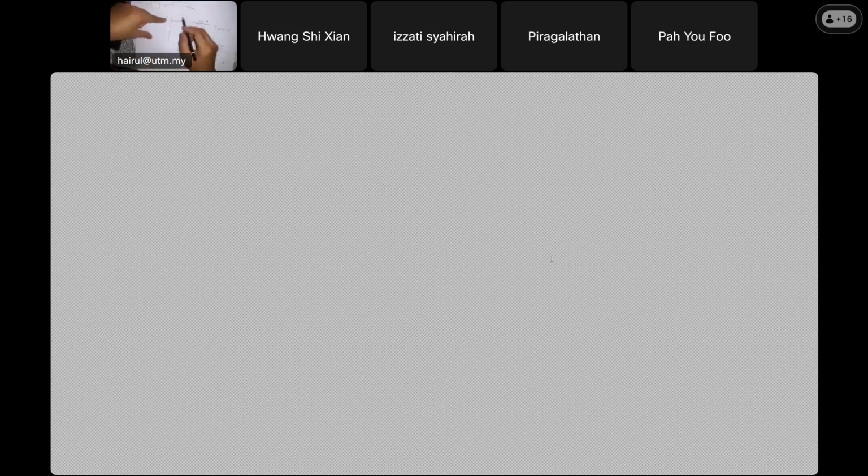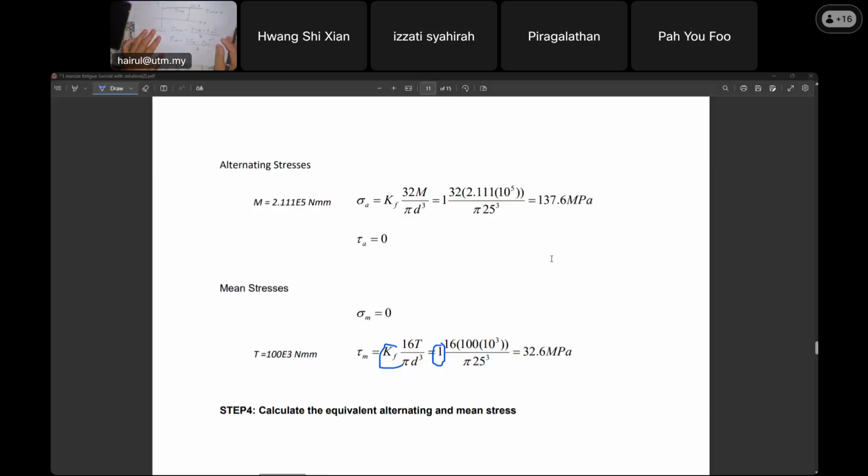This is not alternating, because alternating means the value can alternate when you have a sine wave like this. This is your neutral axis, and this is the value of your alternating component. But in this case, we don't have an alternating component. We only have the mean value. So tau mean is the same value, 32.6. Understand?